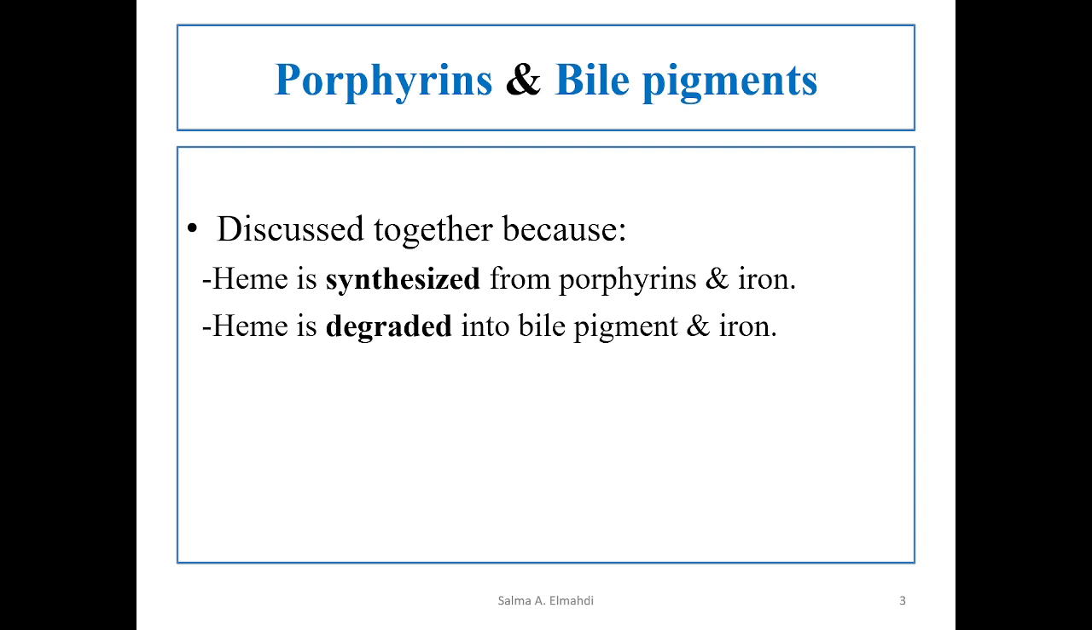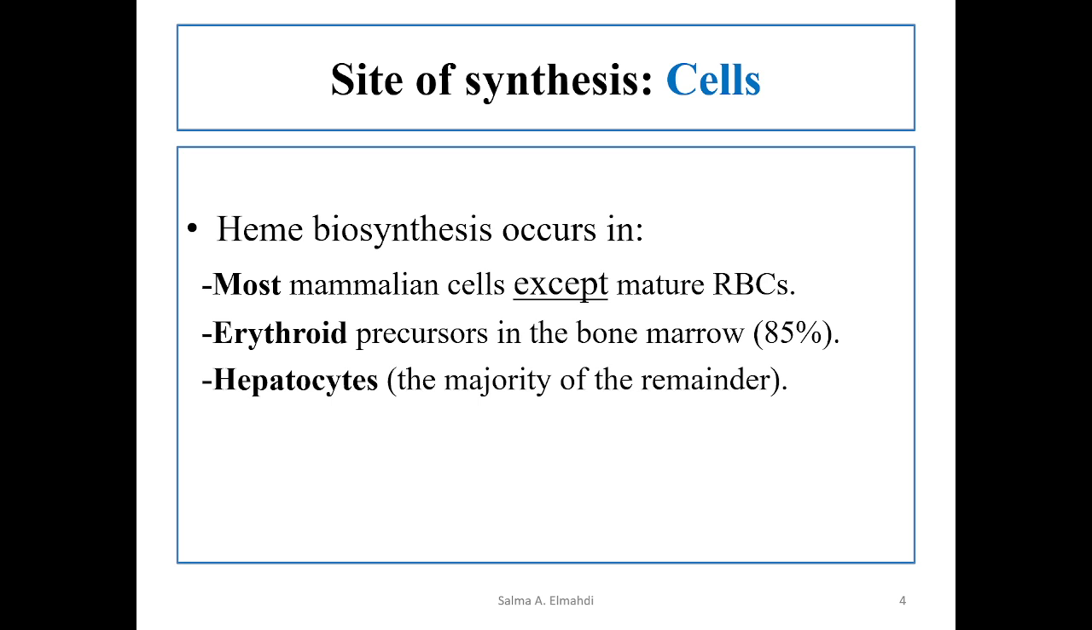Porphyrins and bile pigments are discussed together because heme is synthesized from porphyrins and iron, and it's also degraded into bile pigments and iron. So it is more convenient to discuss them together. Regarding the site of synthesis of heme with respect to cells, it occurs in most mammalian cells. So the majority of cells in the body can synthesize heme except mature RBCs.